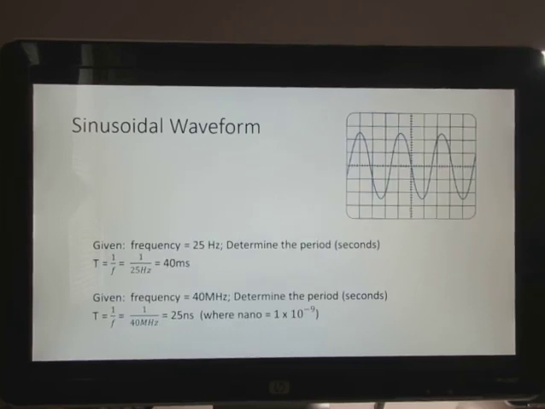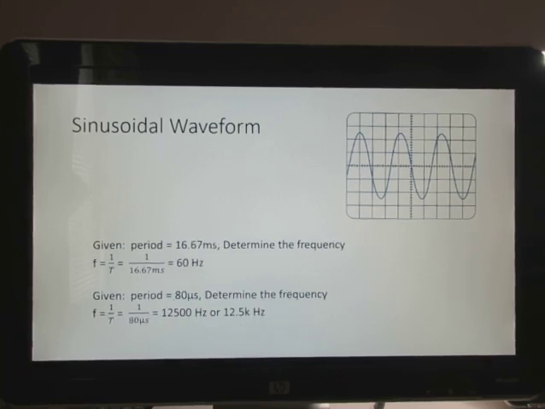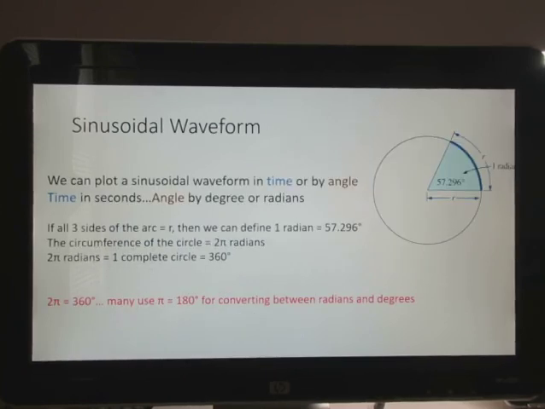So here's how we would, given a frequency, determine the period. Some examples there. And given a period, find the frequency. We can plot a sinusoidal waveform in time or by the angle. The time in seconds or the angle by degrees or radians.